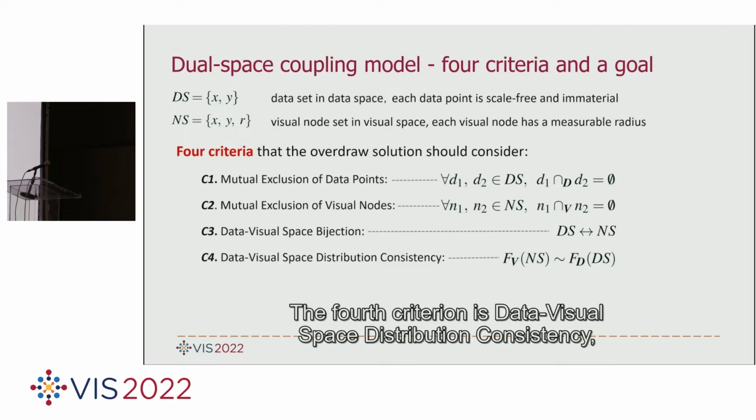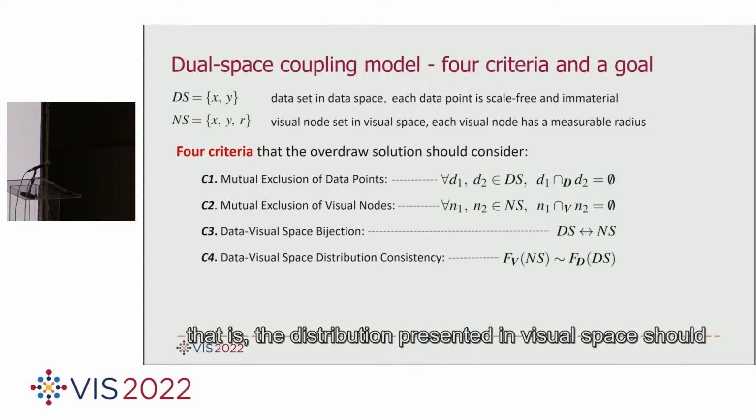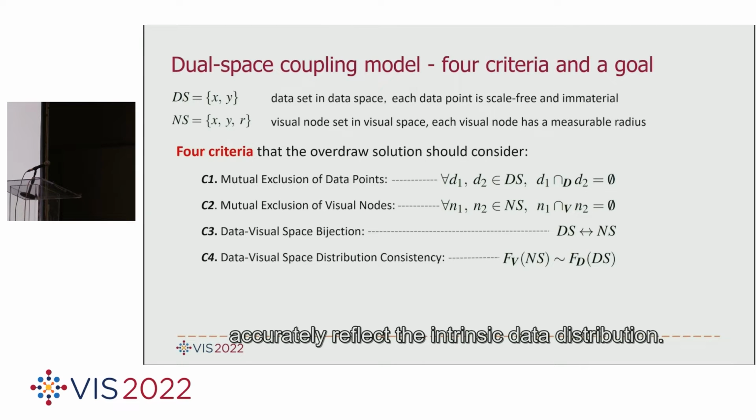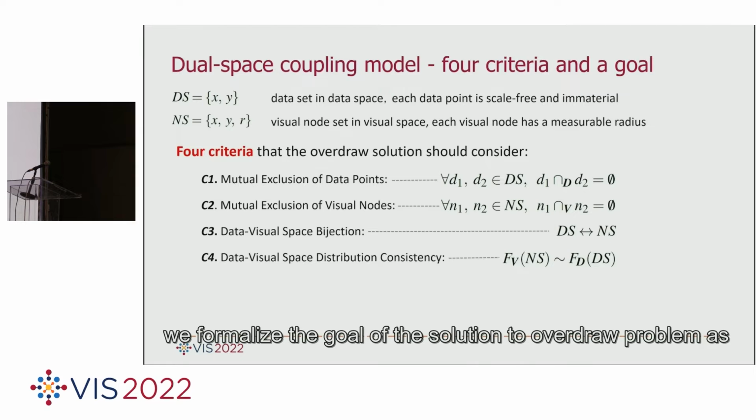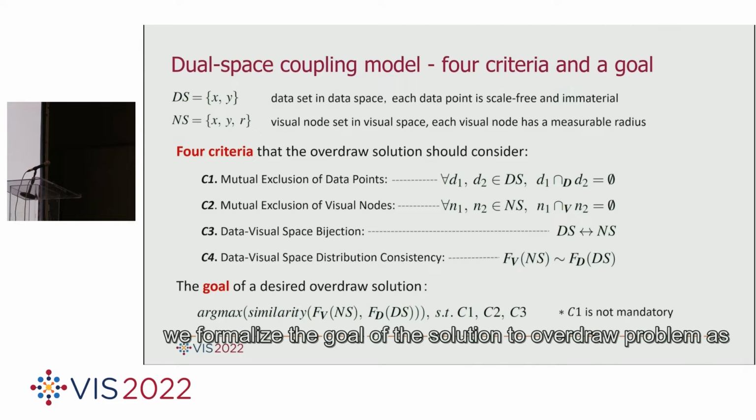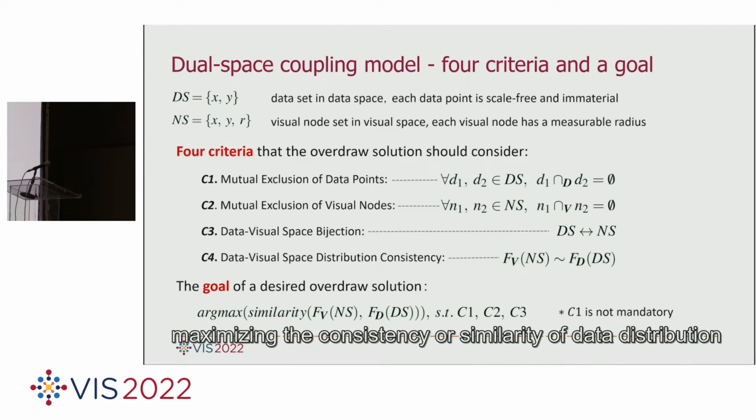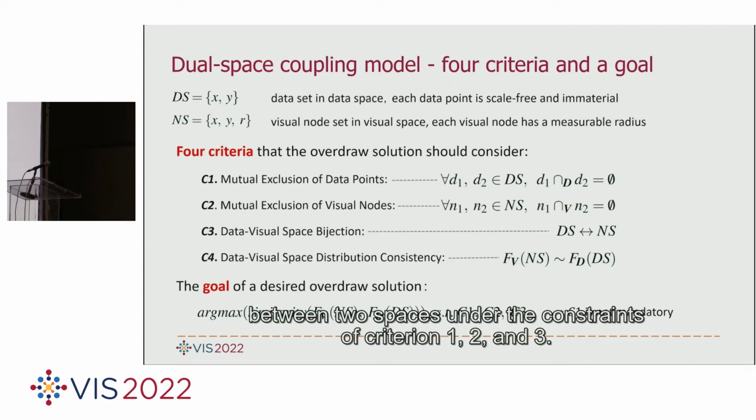The fourth criterion is data visual space distribution consistency. That is, the distribution presented in visual space should accurately reflect the intrinsic data distribution. This criterion is a requirement for visual tasks. Taking these four criteria into account, we formalize the goal of the solution to the overdraw problem as maximizing the consistency or similarity of data distribution between two spaces under the constraints of criteria 1, 2, and 3.